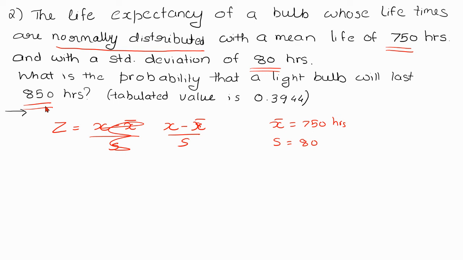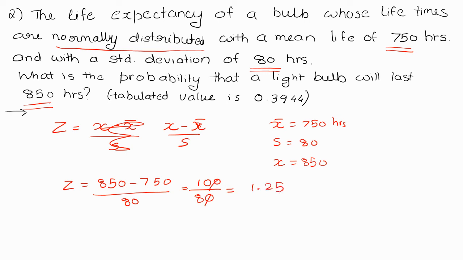What is the probability that a light bulb will last 850 hours? You need to calculate the probability that it will last 850 hours. That means you need to calculate for x equal to 850. Now if I put these values in this formula, Z is equal to x, your 850, minus x bar, your 750, divided by your s value, that is 80. This comes out to be 100 divided by 80, which is 10 by 8, that is around 1.25.